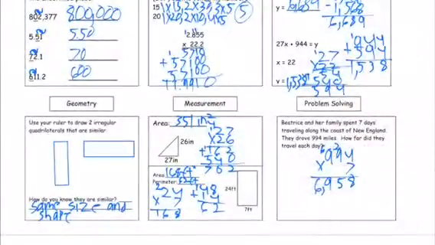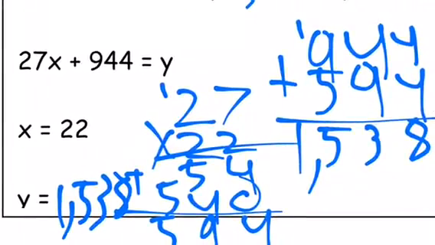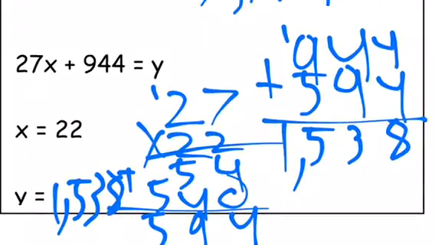Number 6. You have 27x plus 944. So what do I have to do first, Samara? You have to do 27 times 22. With your variable, you're taking 27 times 22. What did you get, Amara? 594. And what else do you have to do? You have to plus the 944. Okay, so you get 1,538. Yes. Thank you, Amara.